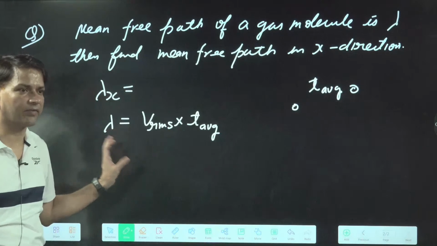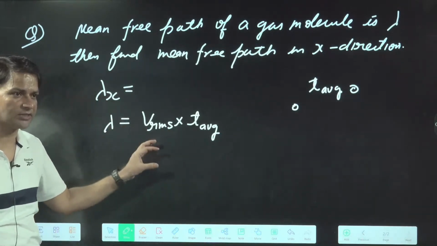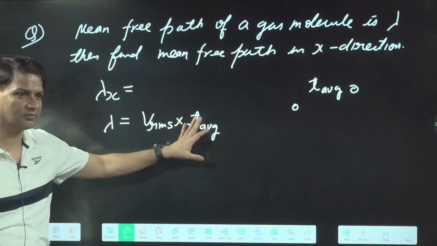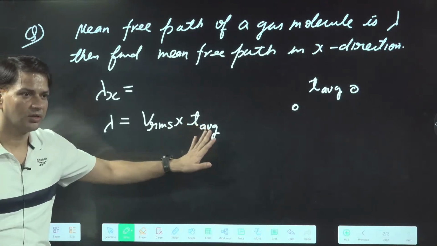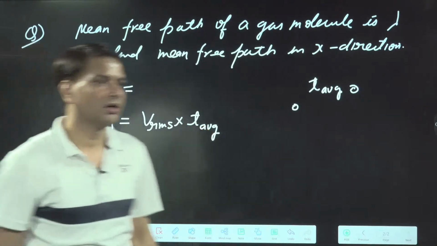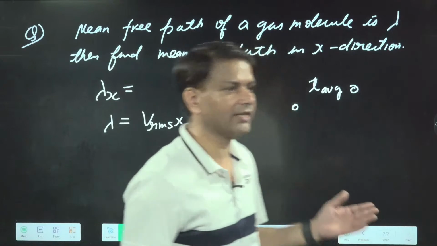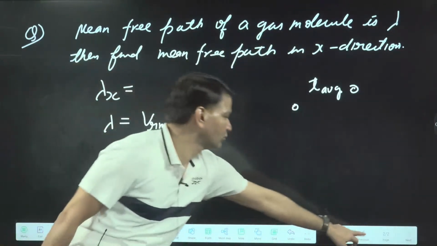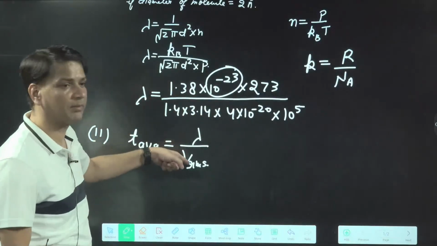Lambda, that is the average distance. It is what? Average speed into average time. Yes or no? I can write this lambda, as in the previous problem I used the same formula: T average is lambda by Vrms.